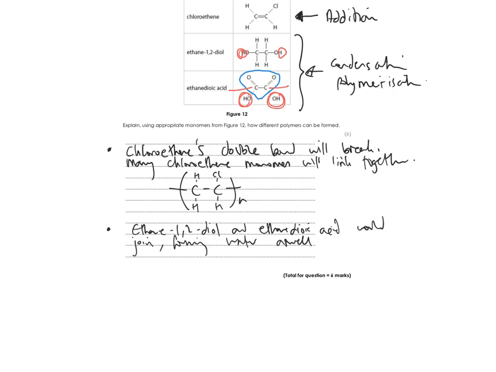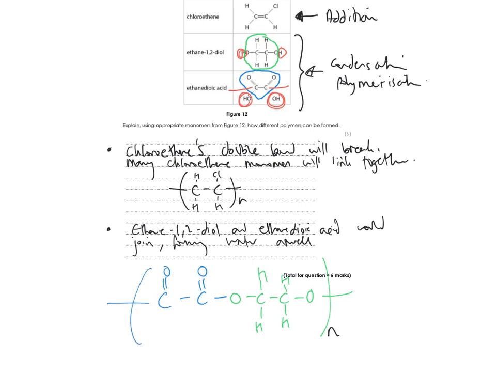So what we'll have first is the C double bond O, C double bond O, and that's going to join onto this here up to the O, because just the H is gone. It's going to join onto O, CH2, CH2, O, and then that will go off on one end, and that will go off on the other end, and we'll have an n, so a certain number of those joined together.